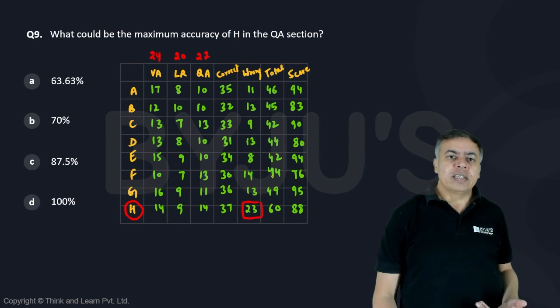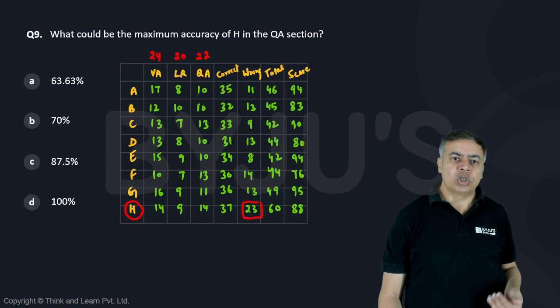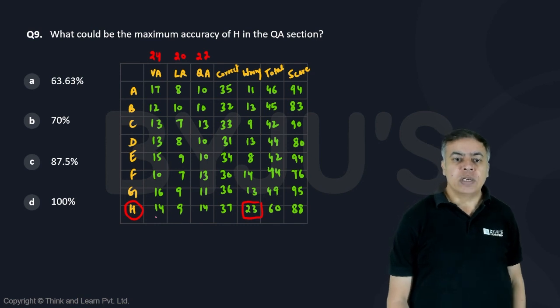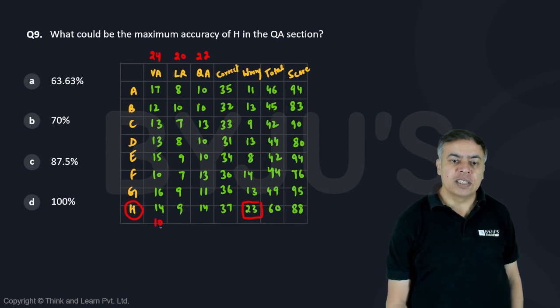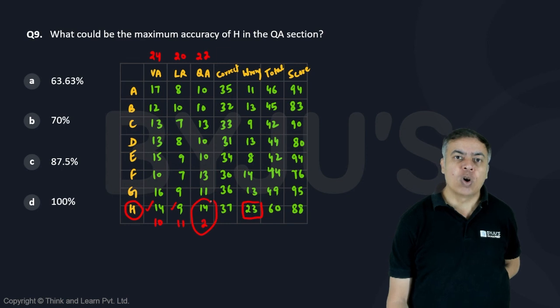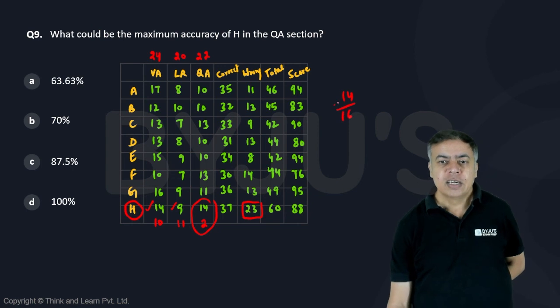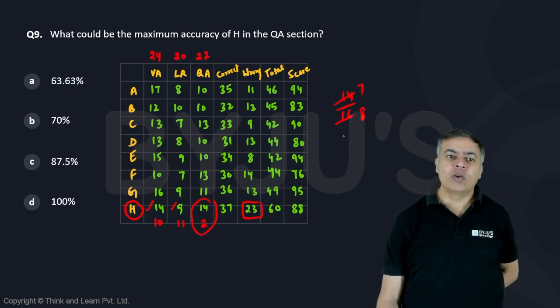Now quant accuracy can be maximum when these wrong answers come from the other sections. But because verbal has a total of 24 questions, we can have only 10 wrong answers here because 14 are correct. And if here 9 are correct, then 11 I can get wrong here. So 10 and 11, 21 gone. Still, because there are 23 wrong, 2 answers must be wrong here, minimum 2 wrong. So the maximum accuracy of quant section would be 14 correct out of 16.